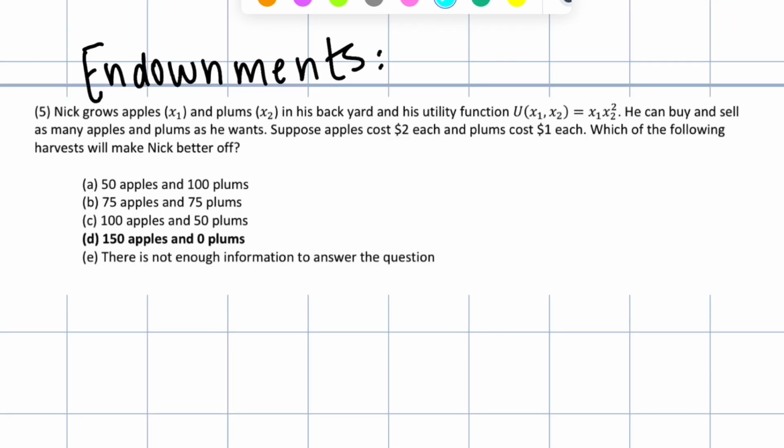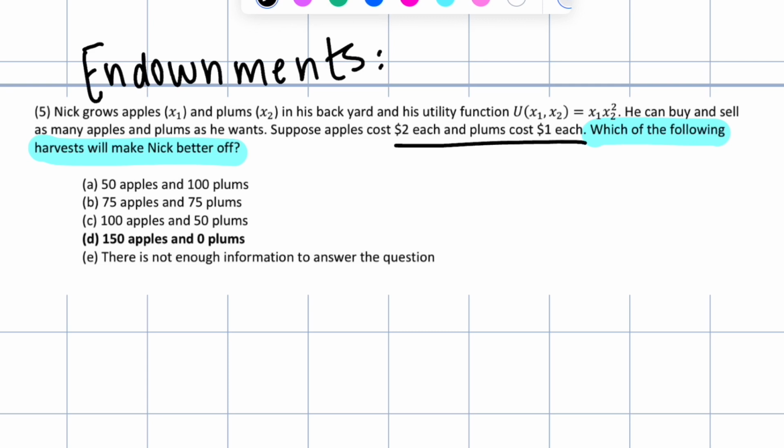Endowments, when we choose the bundle that leaves us the best off, it's going to be the bundle that brings us the highest amount of income. So what you're going to want to do is just plug these into your budget constraint given the prices that they give you. And then whichever bundle gives you the most income is going to be your favorite optimal bundle.